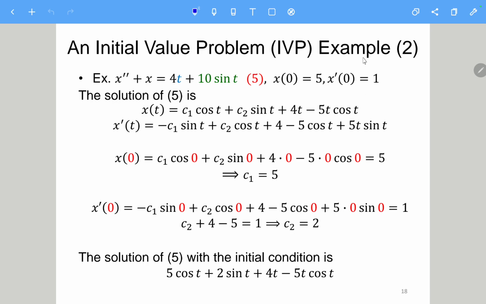And then you also need to find the first derivative. So you take the first derivative, and you get x prime of t to be this one. And then you plug in 0. So you get x prime of 0 to be negative c times sine of 0 plus c times cosine of 0 plus 4 minus 5 cosine of 0 plus 5 times 0 times sine of 0 equals 1. So it turns out to be c2 equals 2. Which means that if we have the initial values, then we will get the unique complete solution like this. Okay, so yeah.